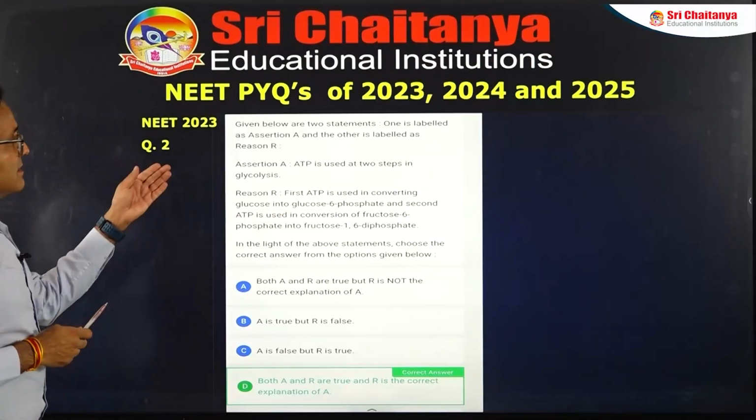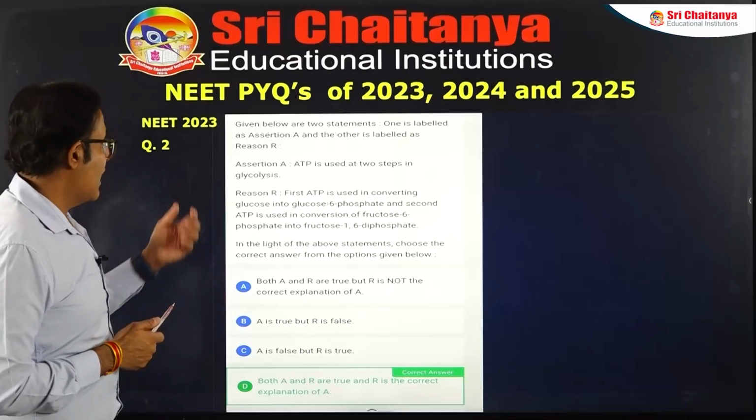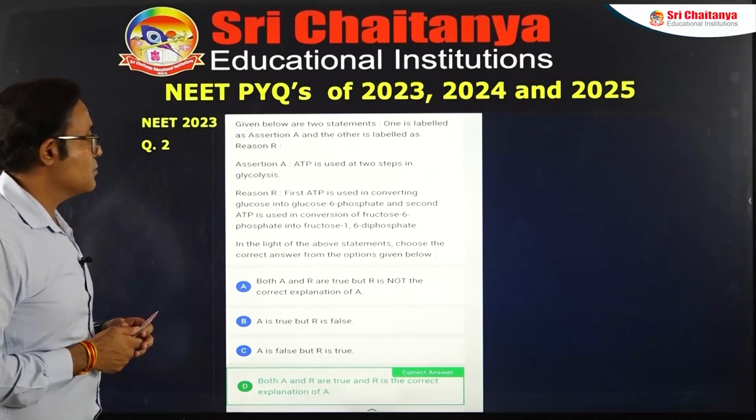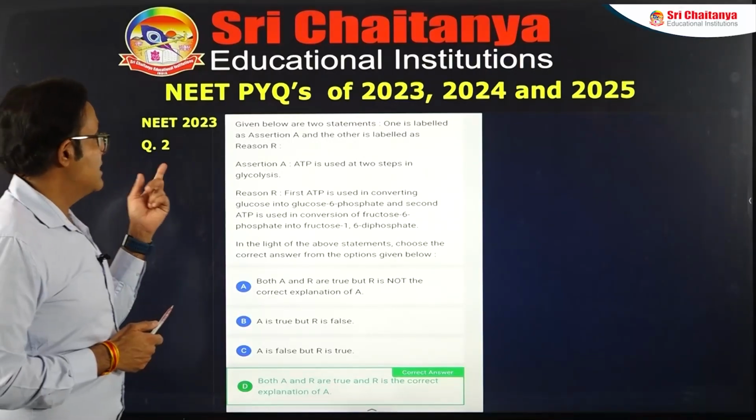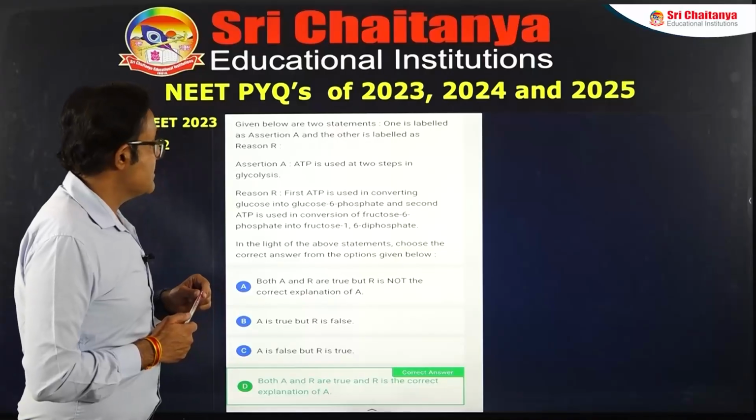Now these are some assertion reason questions which have been asked previously in 2023. This was the assertion reason that came. Now the assertion: ATP is used at 2 steps in glycolysis.